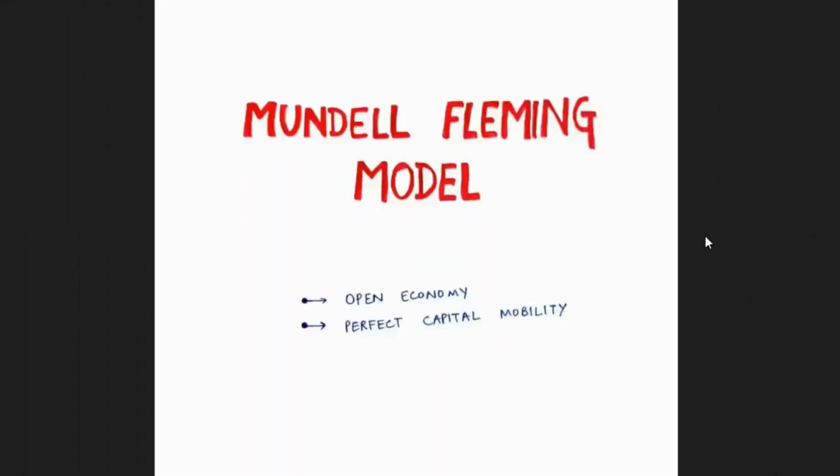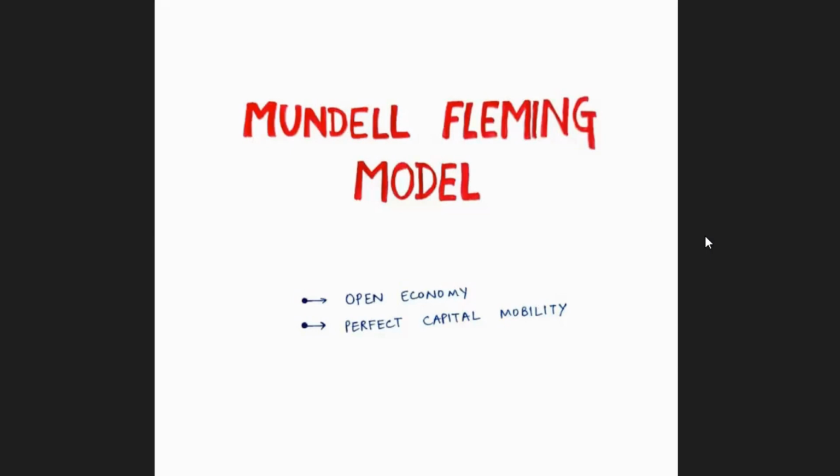Before we begin, let us understand what the Mundell-Fleming model is. The Mundell-Fleming model basically extends the IS-LM model to an open economy under perfect capital mobility. An open economy, as we all know, is one where there is trade between the domestic country and the rest of the world. And perfect capital mobility refers to a situation where one can move capital from one country to another in search of a better return on investment.